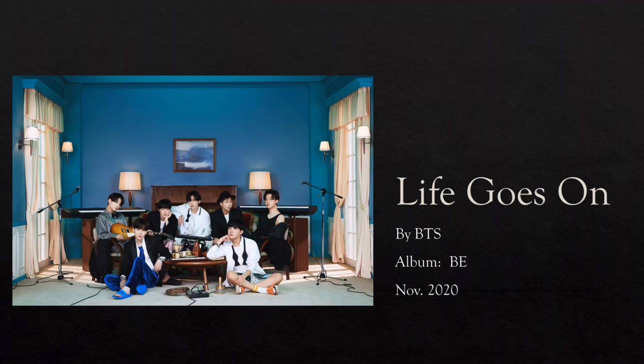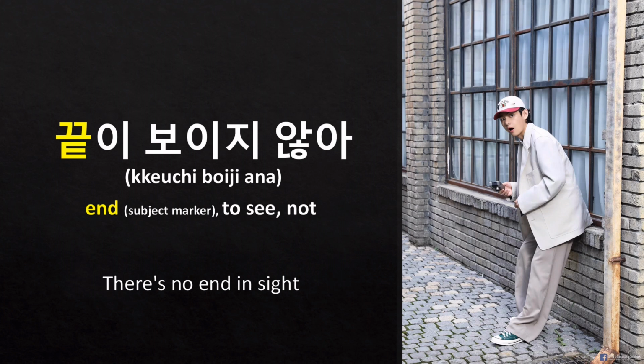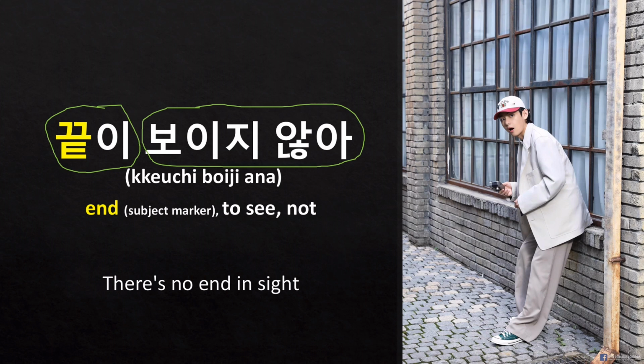In this video, I'm gonna go over the Korean lyrics of the main chorus part of Life Goes On by BTS. 끝이 보이지 않아. 끝 means end. 이 is a subject marker. 보이지 않아 means it's not in sight. Okay, how would you say end in Korean?